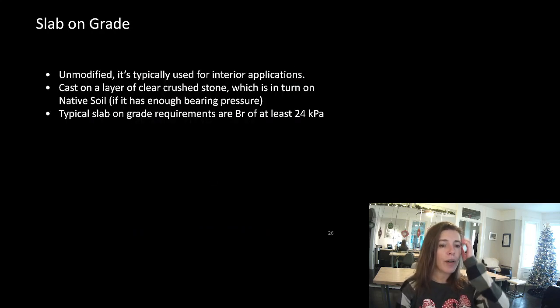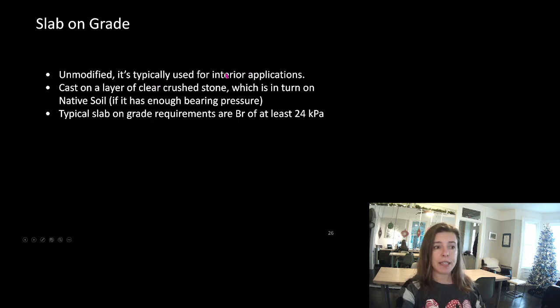So a slab on grade. A slab on grade is kind of that last little bit of that last floor of your building that sits right on the dirt. So we'll have our foundations, but we often infill it with something, and that would usually be the slab on grade.